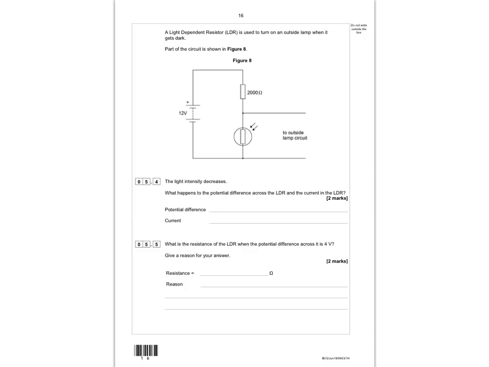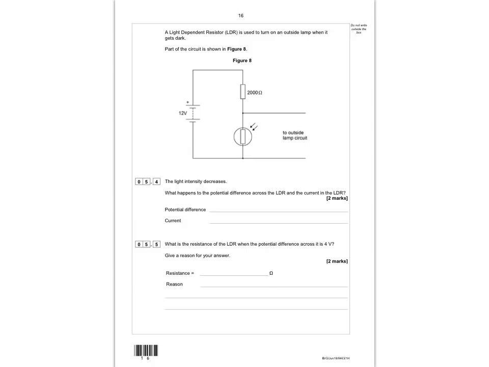So now you've got a light dependent resistor used to turn on an outside lamp when it gets dark. Part of the circuit is shown in figure 8. You've got figure 8 here. You can see you've got a 12 volt battery, made of two cells, connected to the light dependent resistor and the outside lamp circuit, and you've got a 2000 ohm resistor there. Question 5.4 says the light intensity decreases. What happens to the potential difference across the LDR and the current to the LDR?